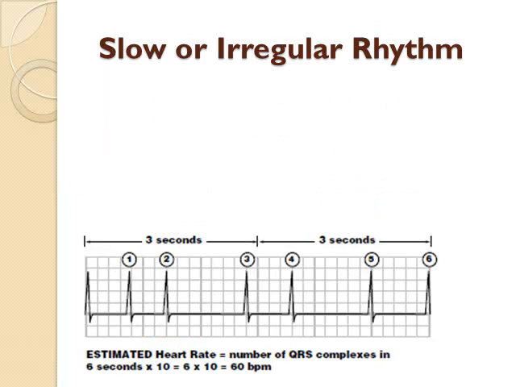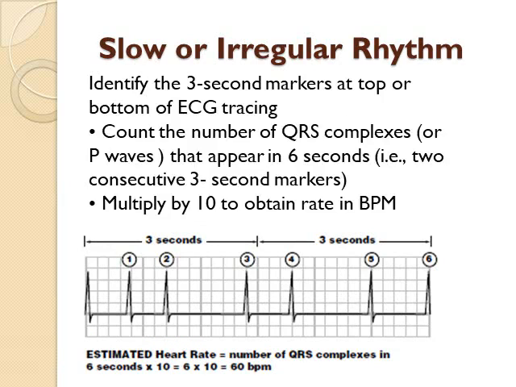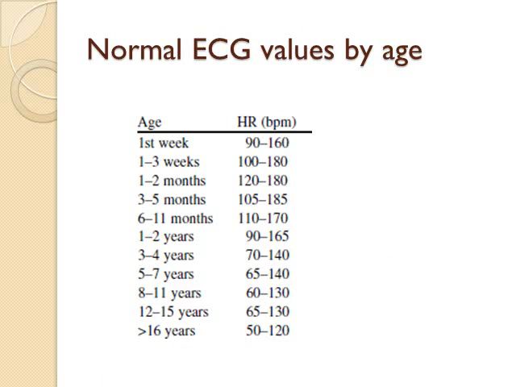What to do in case of a slow or irregular rhythm? Identify the 3-second markers at the top or bottom of the ECG tracing. Count the number of QRS complexes that appear in 6 seconds. Multiply by 10 to obtain the heart rate. So this is the normal heart rate by age.